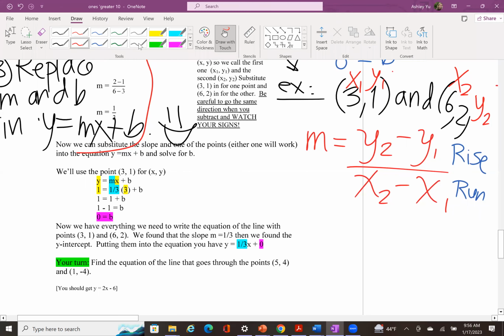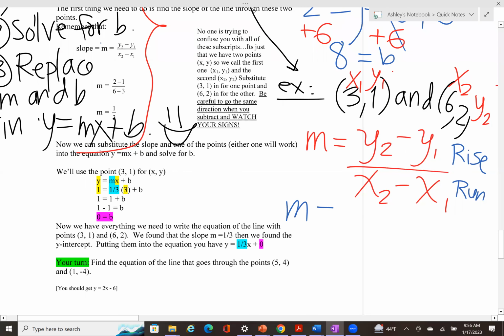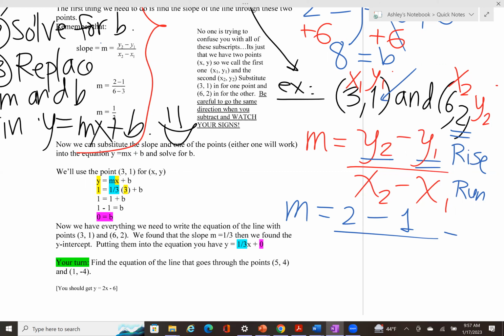So if I'm looking at the numerator of the slope formula, m should equal, first thing that comes up is y2. Which one did I call y2? That was this 2 over here. 2 minus, and then y1, that was the y value of the first point. I called that 1. So the numerator is just 2 minus 1. Okay, good stuff. The denominator needs an x2, and I assigned x2 to be 6. So I'll put that guy here, minus, the minus from the formula, and then x1 was 3. I called that guy 3.